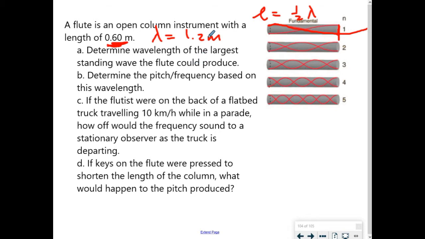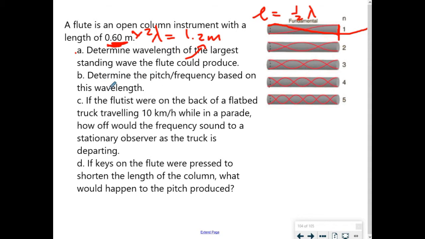So anyways, let's start here. I've already answered 1A. What is the wavelength of the longest standing wave the flute can produce? 1.2 meters. All you have to understand is that if you have an open column, you just times it by 2. That's it. Okay, it was in our notes from yesterday, so hopefully you watched that.